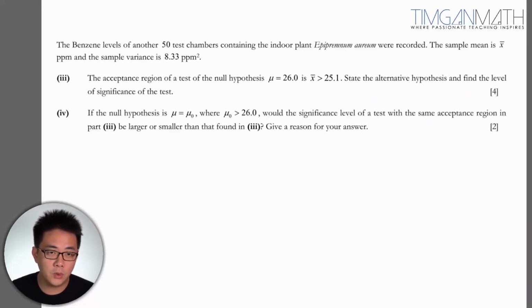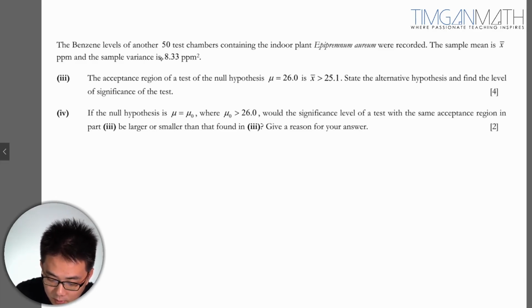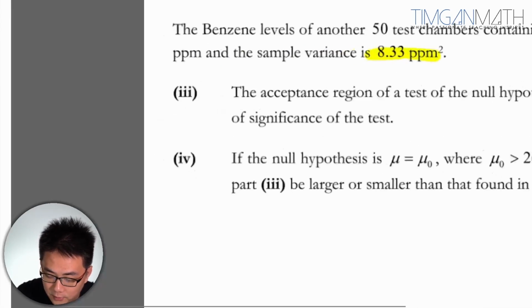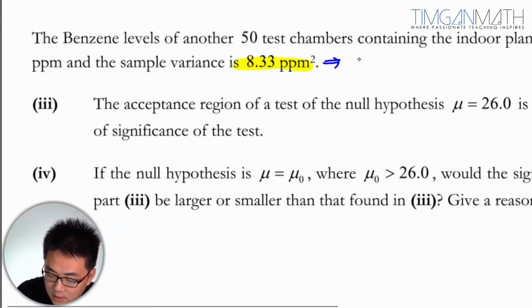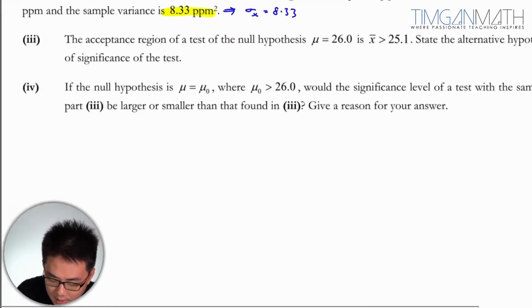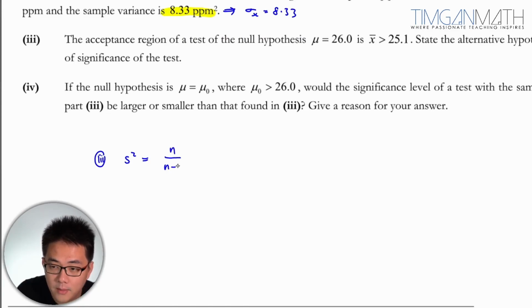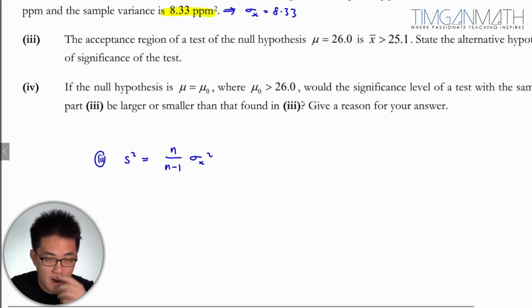Part 3: you're told that the benzene level of another 50 test chambers containing the indoor plant were recorded. The sample mean is x bar, and the sample variance is 8.33. This is important, as many times students get confused about this part. This is a sample variance, meaning it is sigma x squared over n, 8.33. So you need to use this formula: S squared is equal to n over n minus 1 times the sample variance.